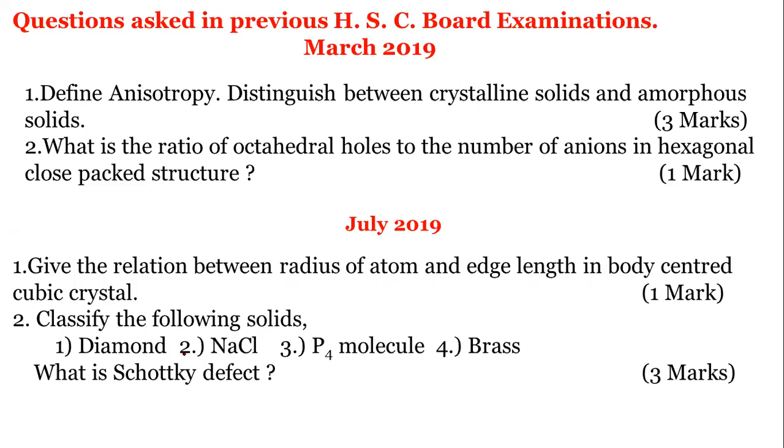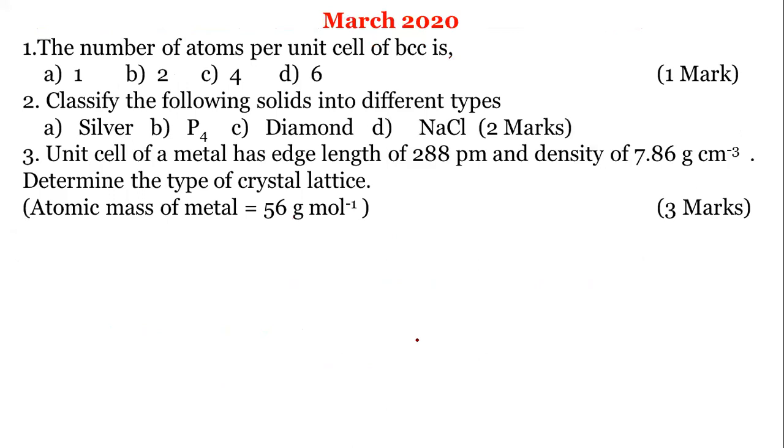Then classify the following solids: diamond, NaCl, P4 molecule, brass. It is asked for 3 marks. What is Schottky defect? Schottky defect is for 1 mark, and this classification is asked for 2 marks. So such types of questions will be asked in the examination. The number of atoms per unit cell of BCC is asked for 1 mark. BCC, 2 atoms are present, remember.